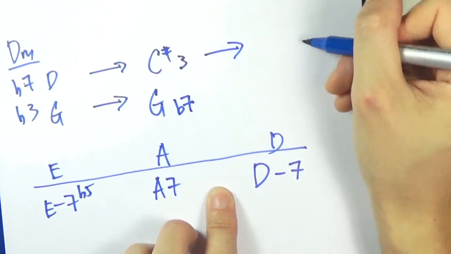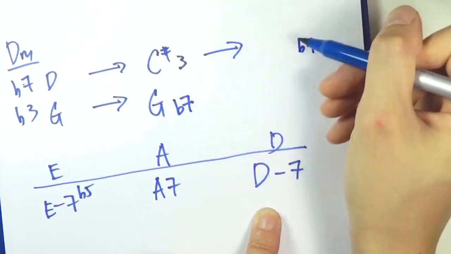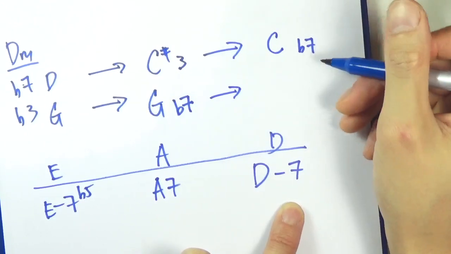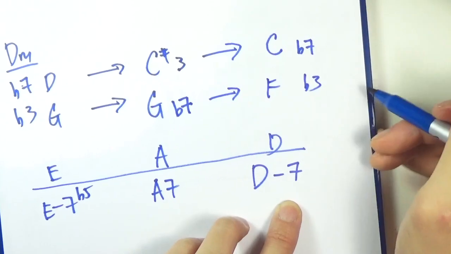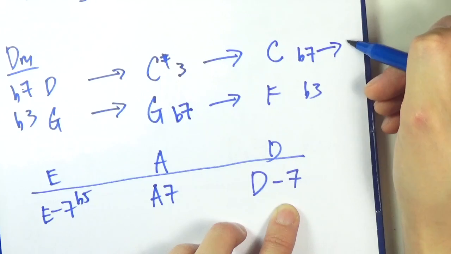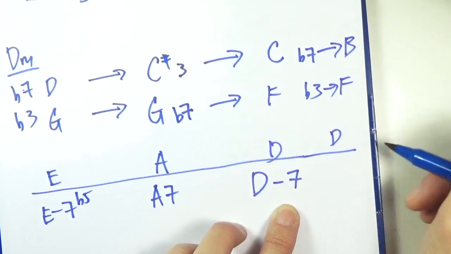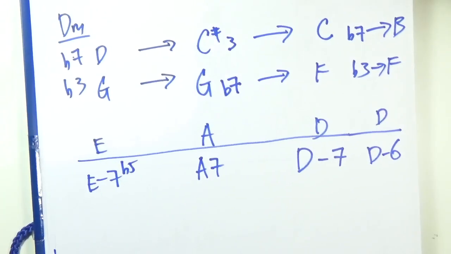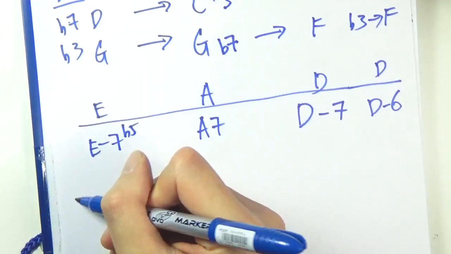Third becomes the minor 7th, so that's a C. Flat 7 becomes the flat 3 here, so F. Alright. Finally, resolve the flat 7 to major 6, so B. So D minor 6. Okay, one more example. Let's go to G minor.